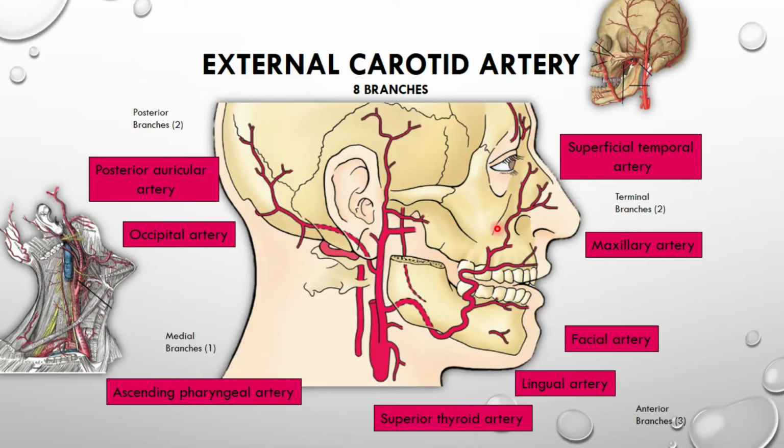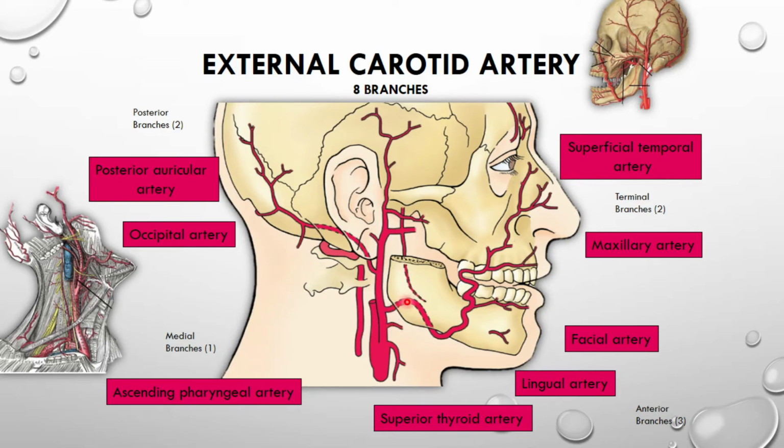So now we're going to think about the external carotid artery and its branches and where they go. So there are 8 branches of the external carotid artery. There are 3 anterior branches, starting with the superior thyroid artery, which, as its name suggests, is going to supply the thyroid gland, but also the upper part of your larynx. We also have a lingual artery, which is going to supply your tongue.